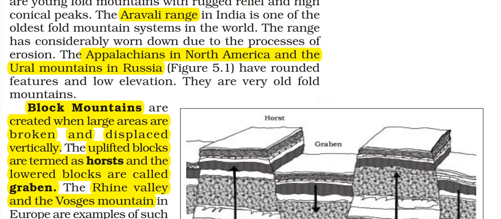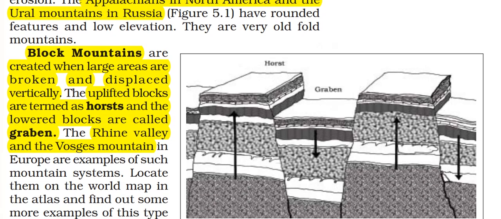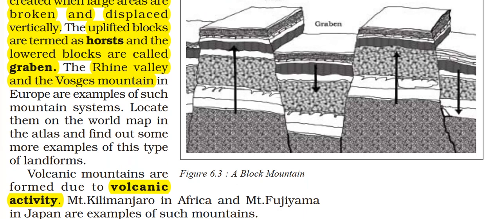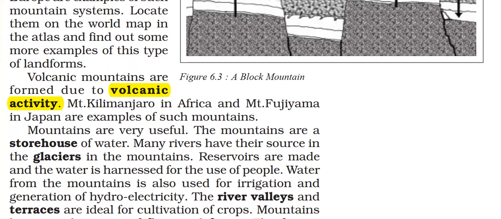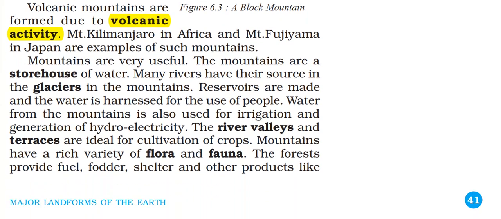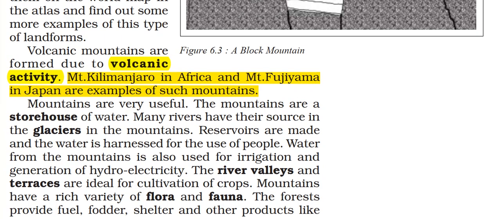The Appalachians in North America and the Ural Mountains in Russia have rounded features and low elevation. Block mountains are created when large areas are broken and displaced vertically. Uplifted blocks are termed horsts and the lowered blocks are called grabens. Examples are the Rhine Valley and the Vosges Mountains. Volcanic mountains are formed due to volcanic activity. Mount Kilimanjaro in Africa and Mount Fujiyama in Japan are examples of such volcanic mountains.